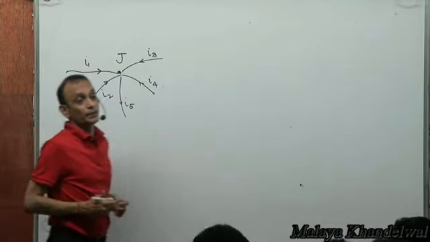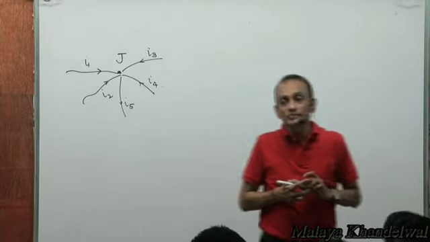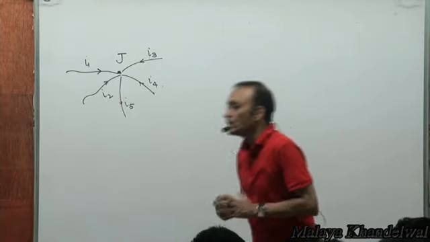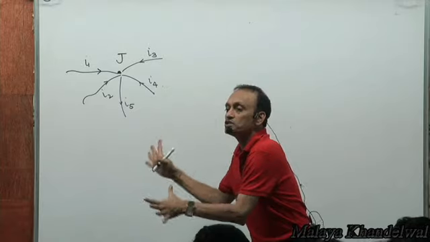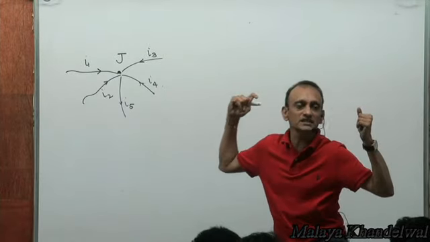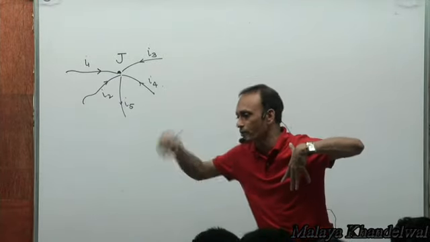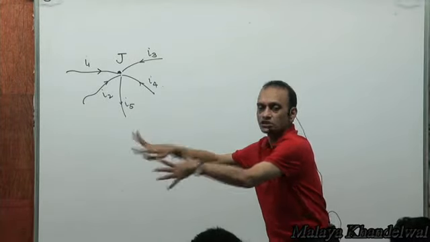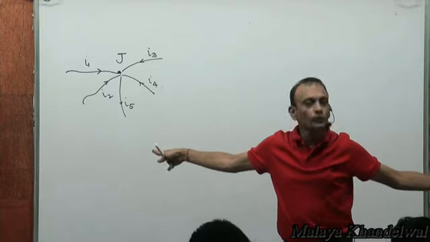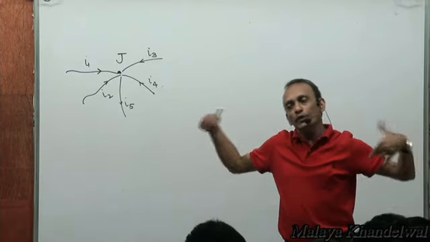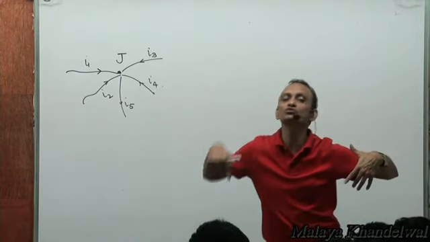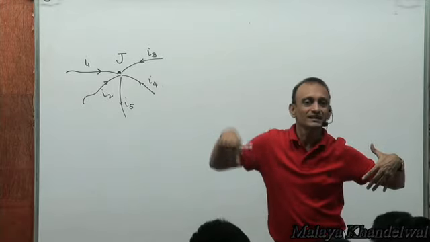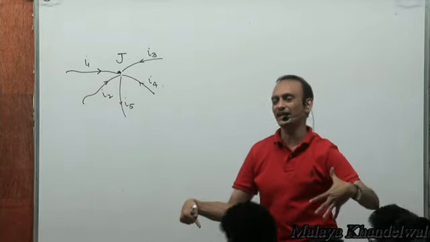Because of several electrical loops, several electrical circuits, there could be currents coming into the junction, there could be currents leaving a certain junction. A junction is only an electrical point. The important thing is current will not accumulate at any given junction.